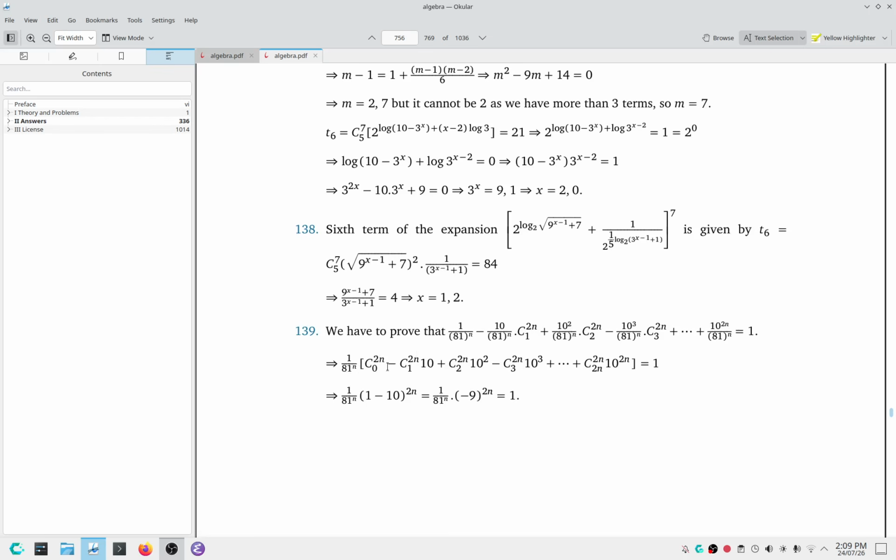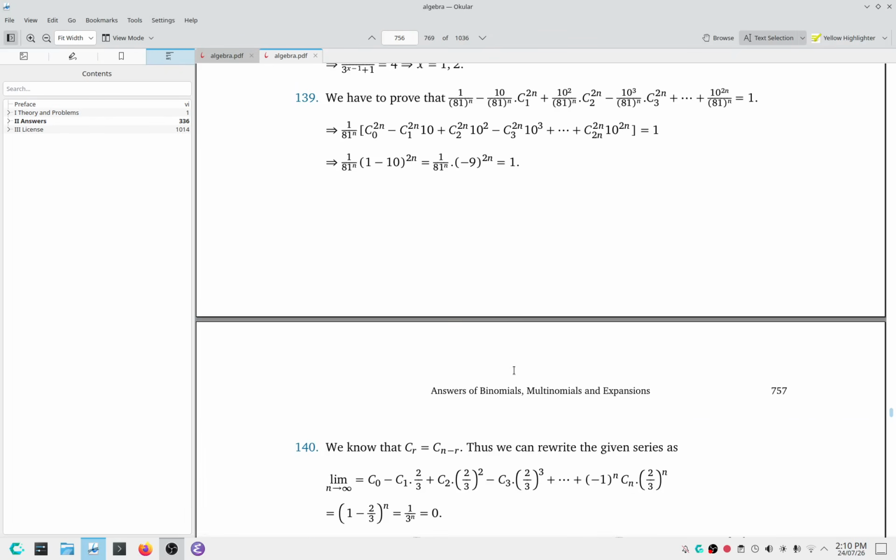So we are left with 2nC0 minus 2nC1 times 10 plus 2nC2 times 10 squared, and so on up to 2nC2n times 10 to the power 2n, is equal to 1. Now this is equal to 1 upon 81 to the power n, and the series inside the brackets will be equal to 1 minus 10 to the power 2n. And that is equal to minus 9 to the power 2n, or 81 to the power n. So it gets cancelled and the answer is 1.